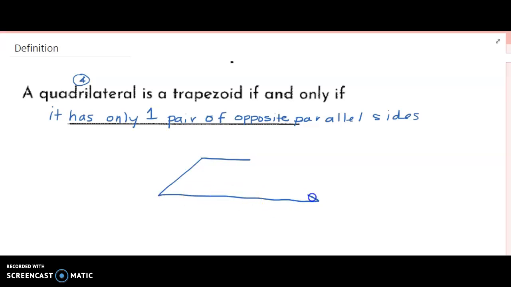Okay, so the shape that this definition is in is a trapezoid. I know most of you know what a trapezoid is. Basically, per this definition, these 2 sides are parallel, the other 2 sides are not. So it has only one pair of opposite parallel sides. Something to note, this is not a parallelogram.